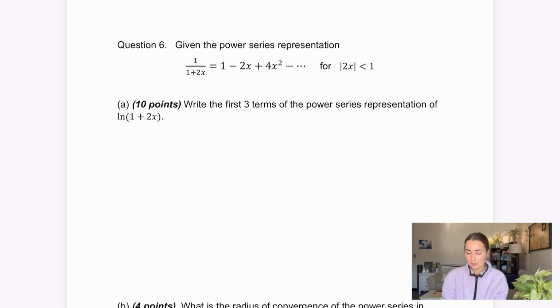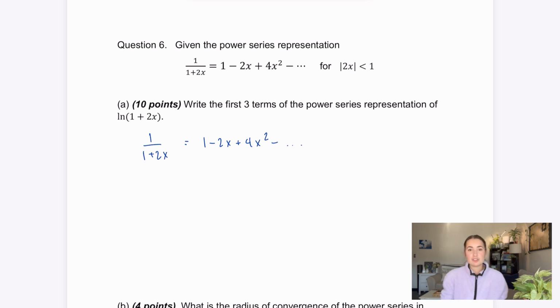Given the power series representation for 1 over 1 plus 2x, they show us what it's equal to. And this is going to be for the absolute value of 2x less than 1, right? Because this is like a geometric series. It converges when the ratio is less than 1. We want to write the first 3 terms of the power series representation of natural log of 1 plus 2x. So let's start with what they give us. This is equal to 1 minus 2x plus 4x squared minus dot, dot, dot.